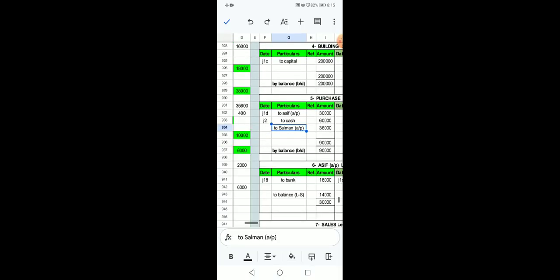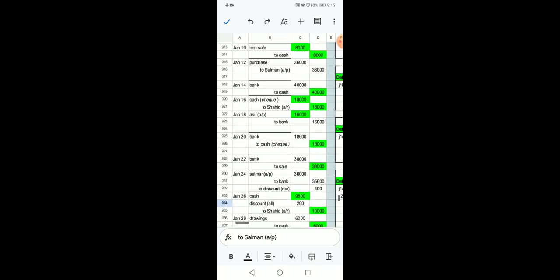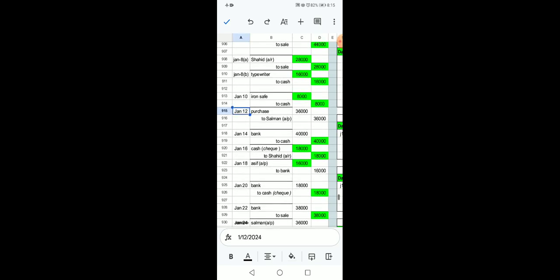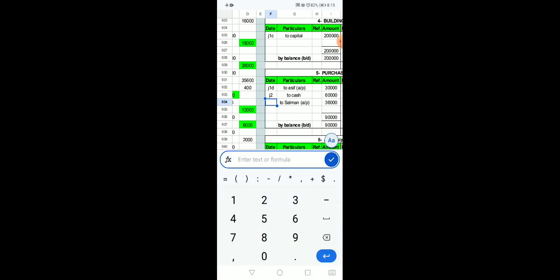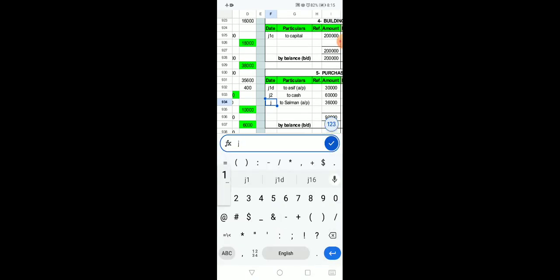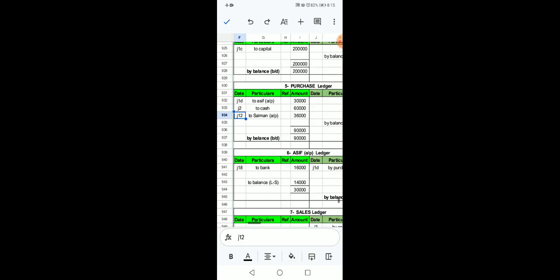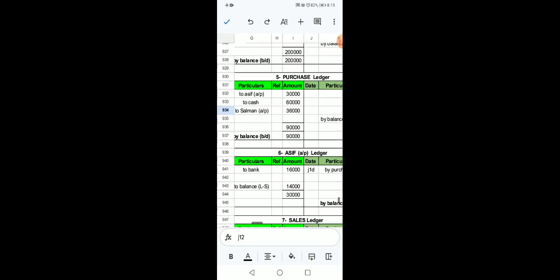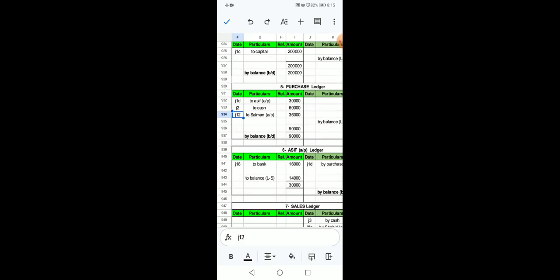Reference has been written in particulars. Now see what was the date for 36,000. It was January 12. Put January 12 in the date column. Posting is completed. Now let's see if our balance is correct. We were having three amounts over here. The total would not be 90,000. We will take the sum again.